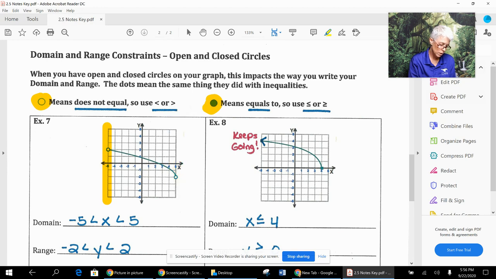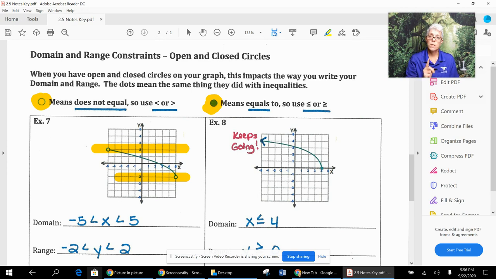Now let's do the range. The range is the y values. So the y values, the highest value is here, the lowest value is here. And so we're always going to start with the lowest value. So it is -2. The highest value is +2. Because of the circles, I'm just going to say less than, because it's saying that y is greater than -2, but it's less than +2. Let's look at the next one.